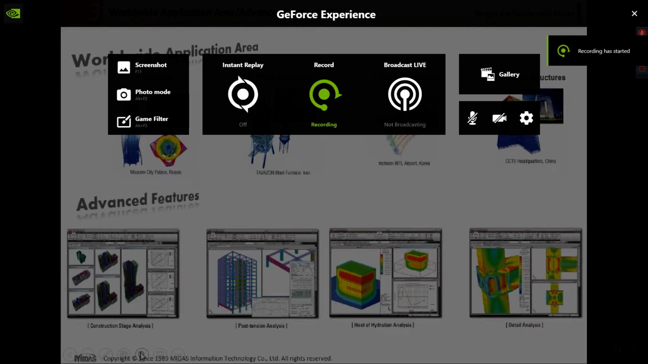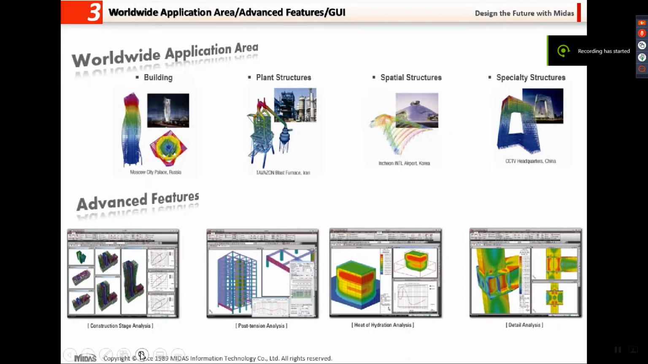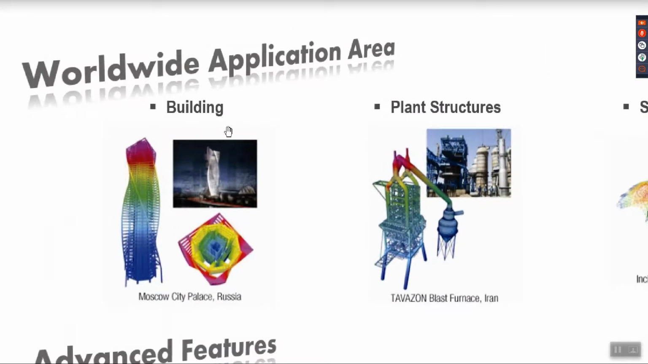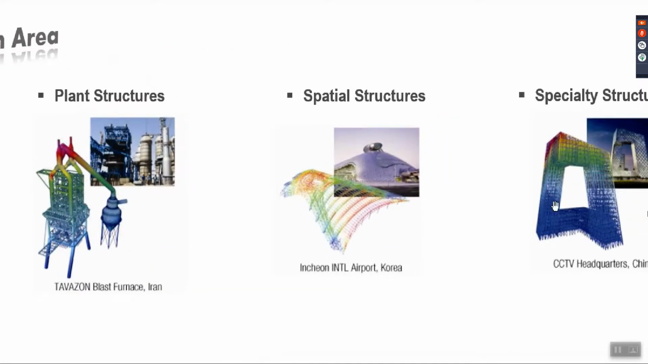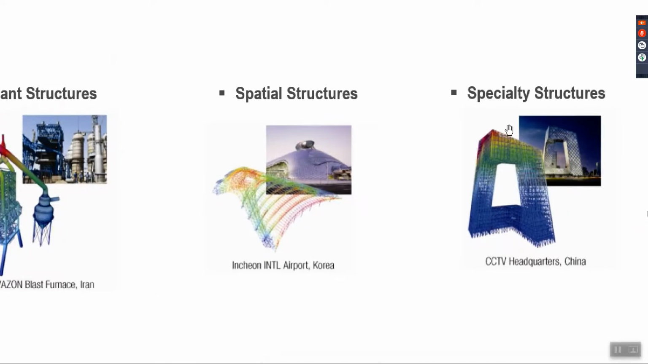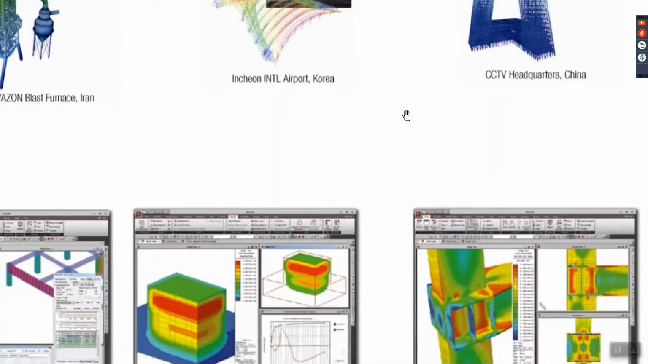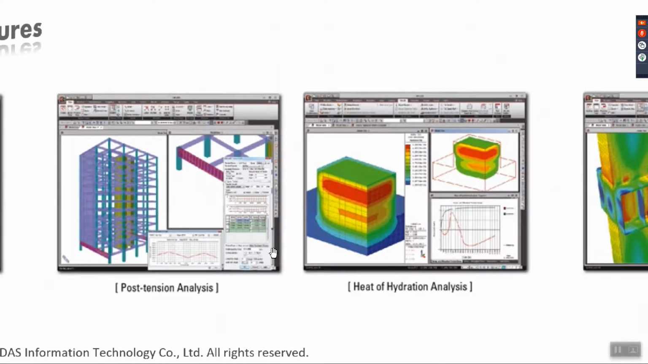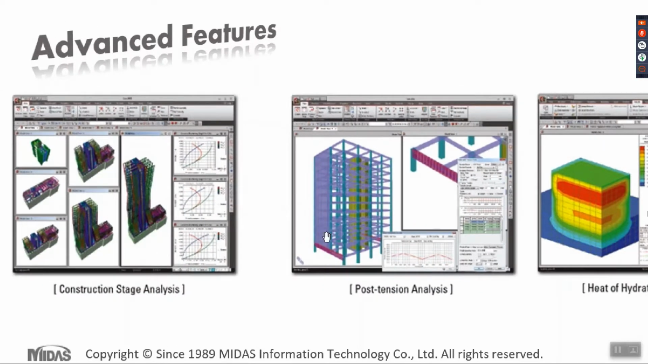For those of you who haven't known MIDAS Gen yet, we call it a one-stop solution for building and general structures, because as you can see, you can design your buildings, plant structures, spatial structures, as well as specialty structures. For the advanced features of MIDAS Gen, you can do detail analysis, heat of hydration analysis, post-tension analysis, and of course, construction stage analysis.